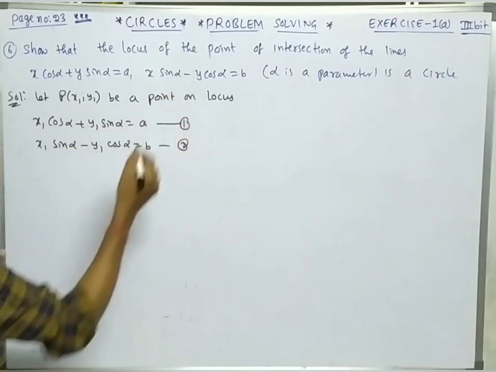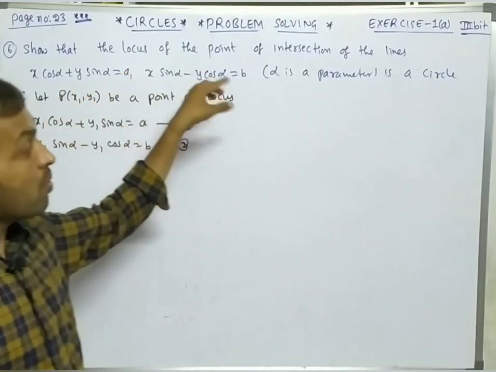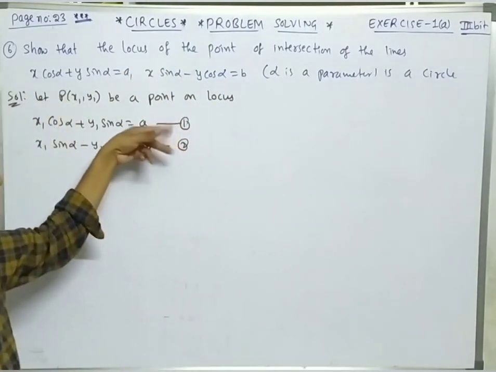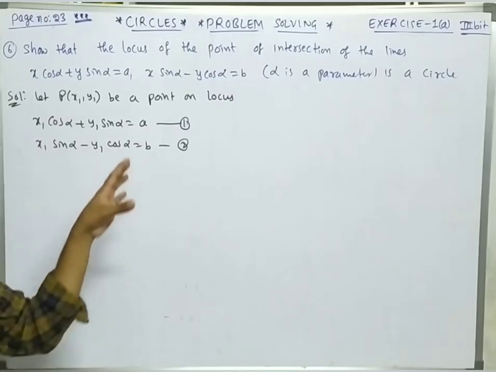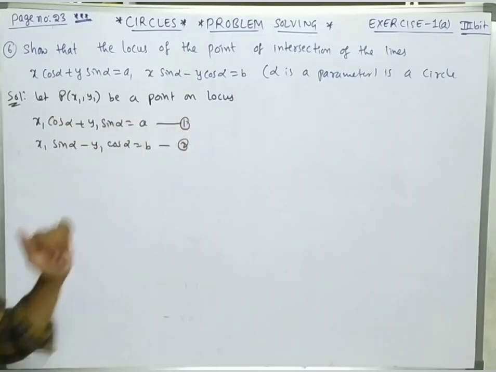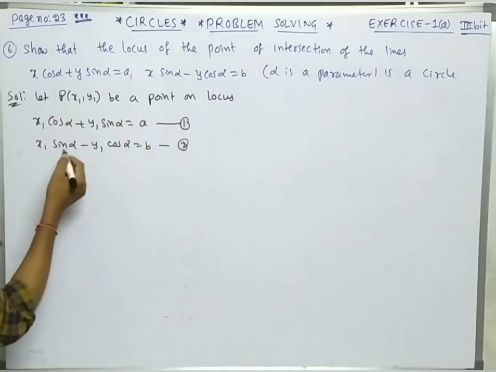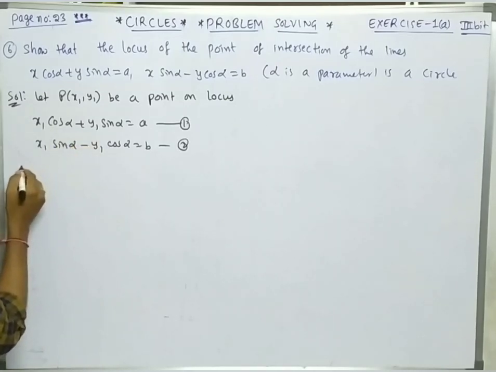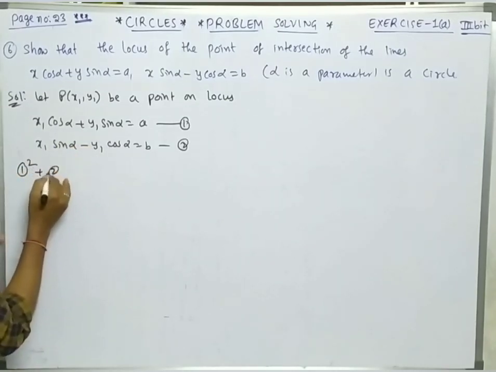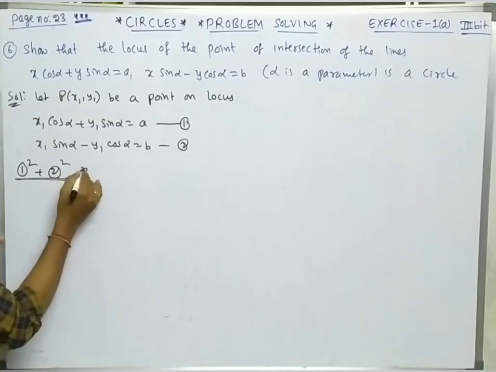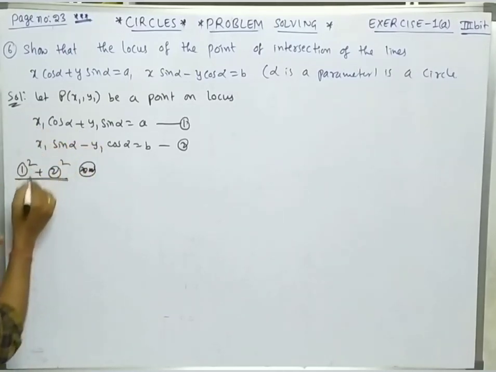Okay, so here we show that the locus of the point of intersection of these two lines is a circle. So we should solve these two equations. To eliminate alpha, I am doing 1 square plus 2 square. This is an important condition here.